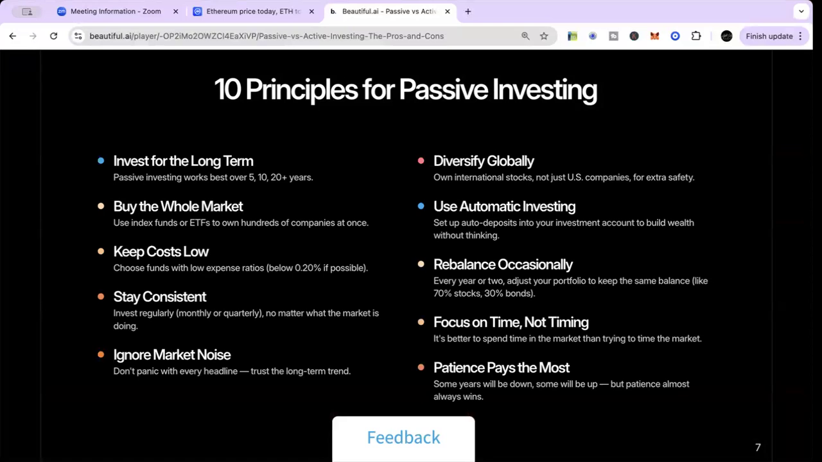You're investing for the long term, right? We told you the passive investor strategy works best over 5, 10, 20 years. You're buying the whole market, right? So you're buying hundreds of companies at once. They usually keep costs low, right?